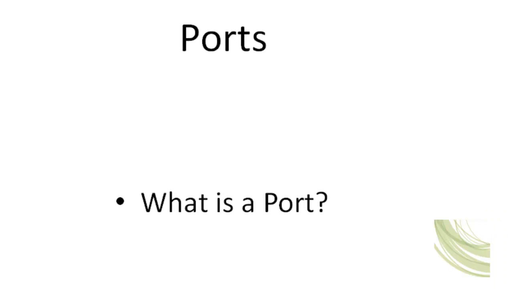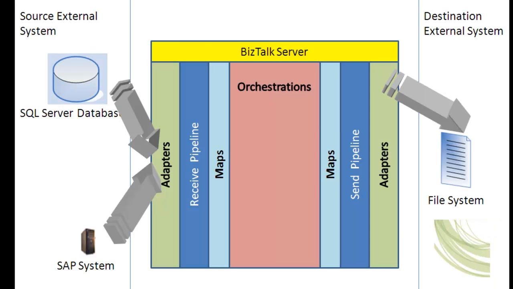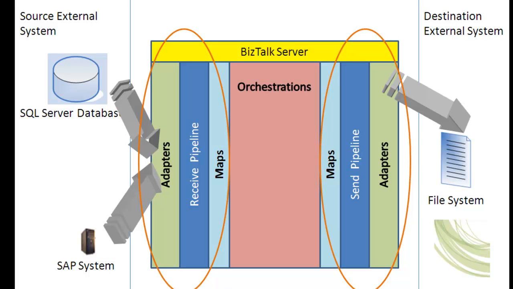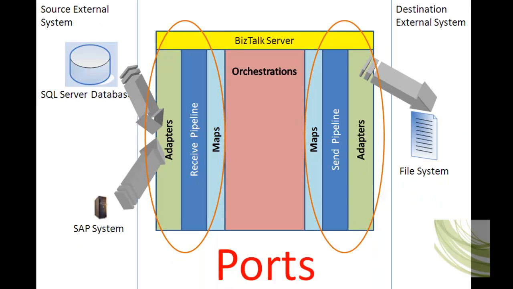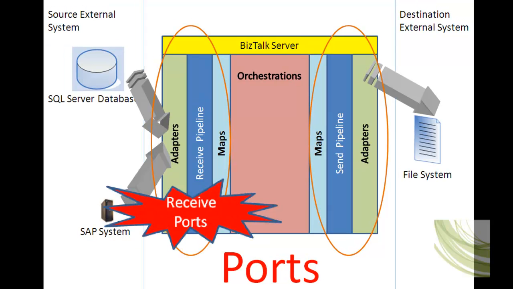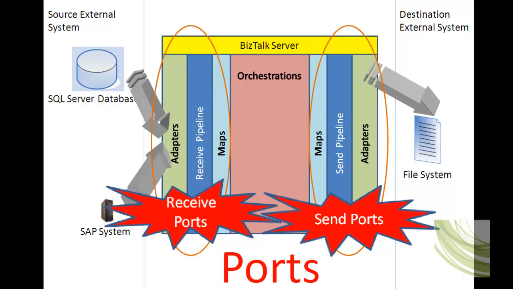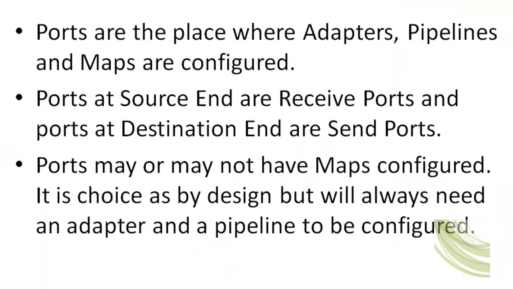Next are the ports. What is a port? Ports are nothing but the place where you configure your adapters, pipelines and maps. The ports at the receiving end, that is from where the data is going to enter into BizTalk, are called the receive ports. And the ports from where you're going to send data out of BizTalk to the target system are called the send ports. So a few things to note about ports. Ports are the place where adapters, pipelines and maps are configured. The ports at the source end are receive ports and the ports at the destination end are send ports.